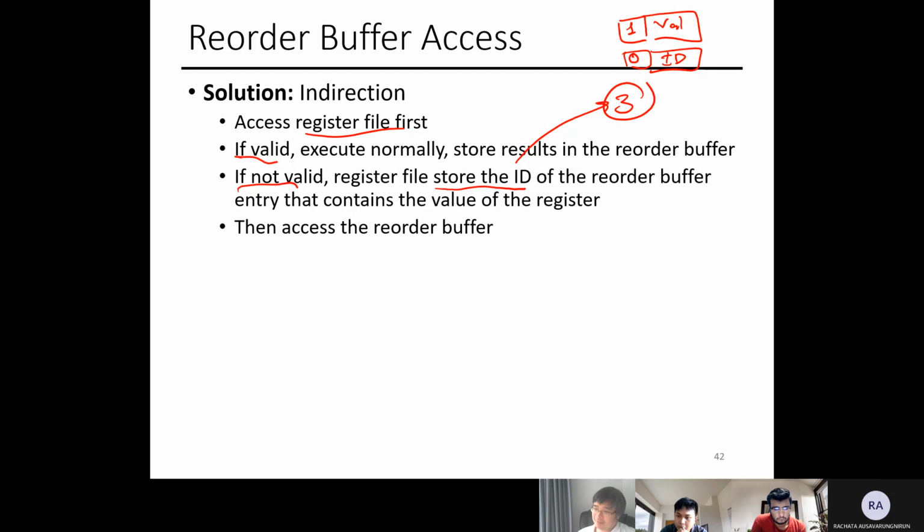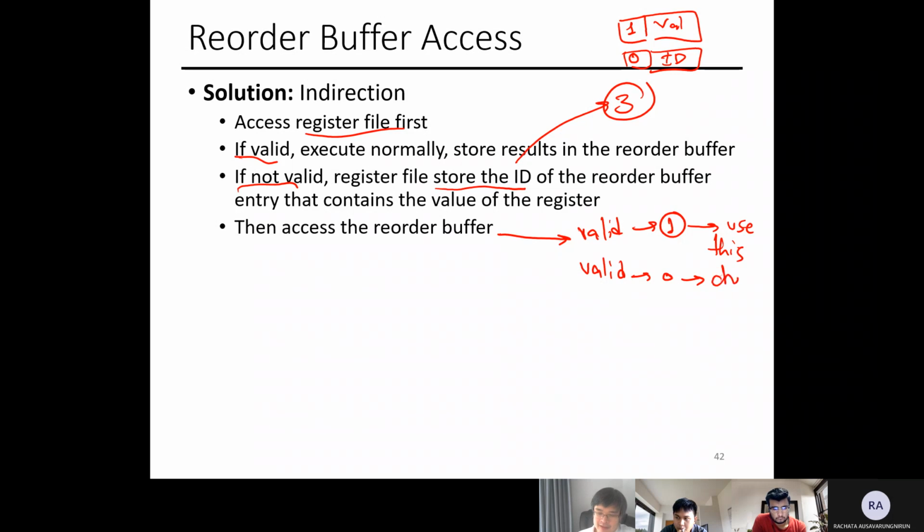Then you access the reorder buffer. Then you check the valid bit again. If the valid bit is 1, it means you can use this value. If the valid bit is 0, what does it mean? It means I have this instruction in the pipeline, because I have allocated that instruction. It's not valid yet. Whatever you see here is junk because we are computing that inside the pipeline. That instruction has not finished.